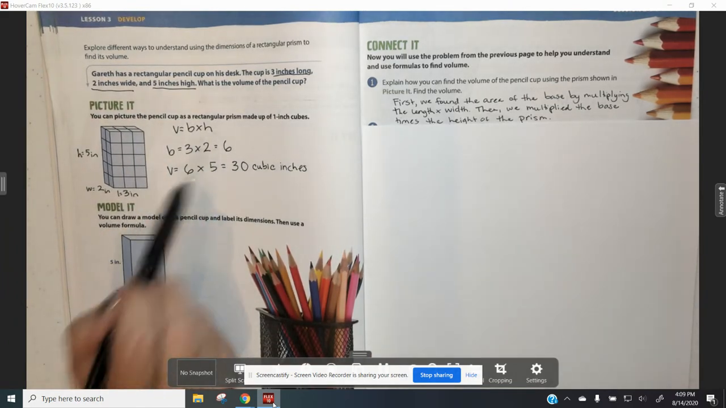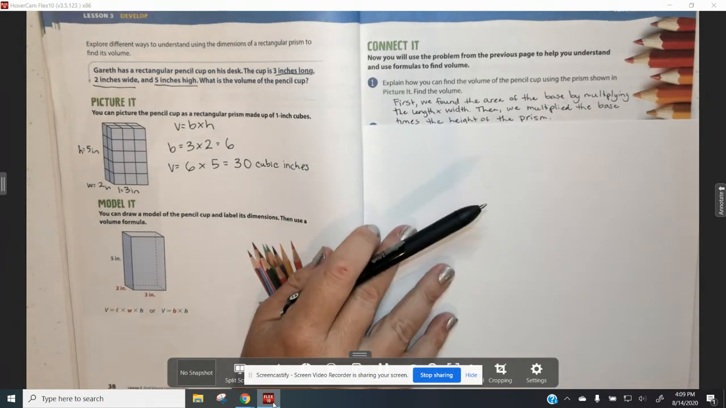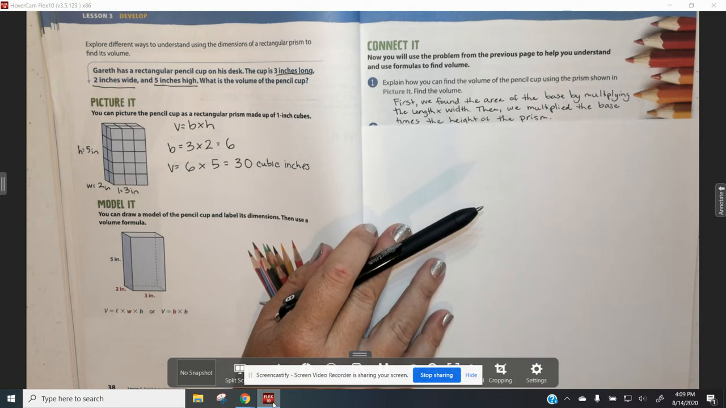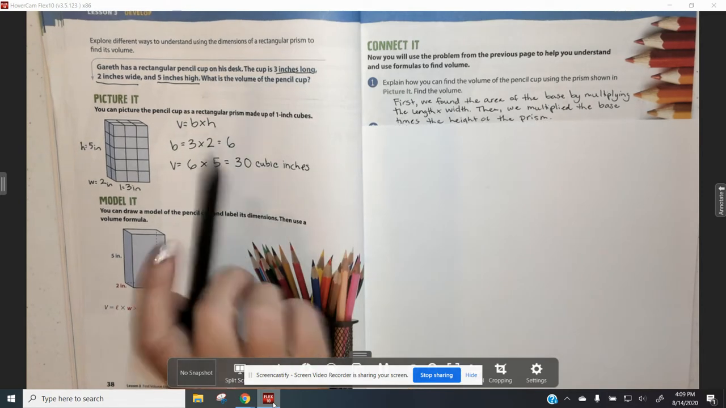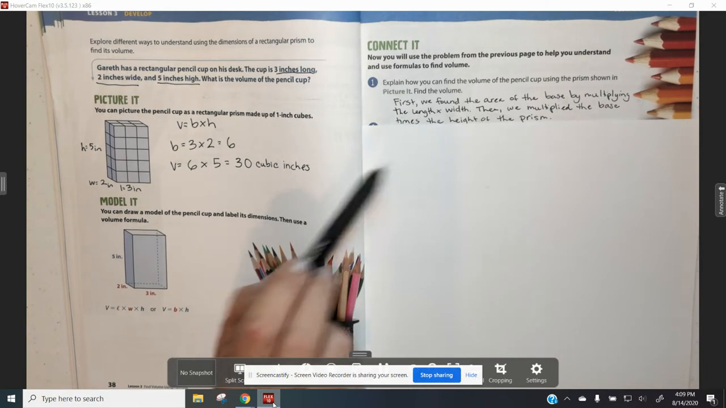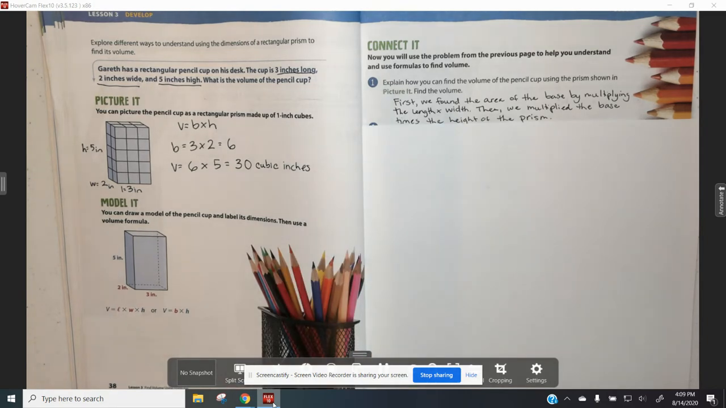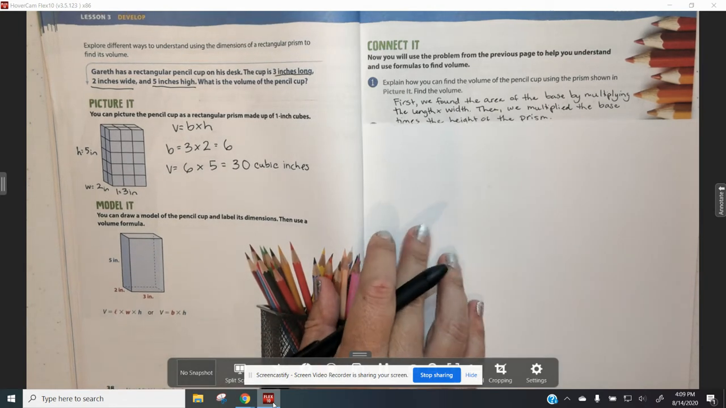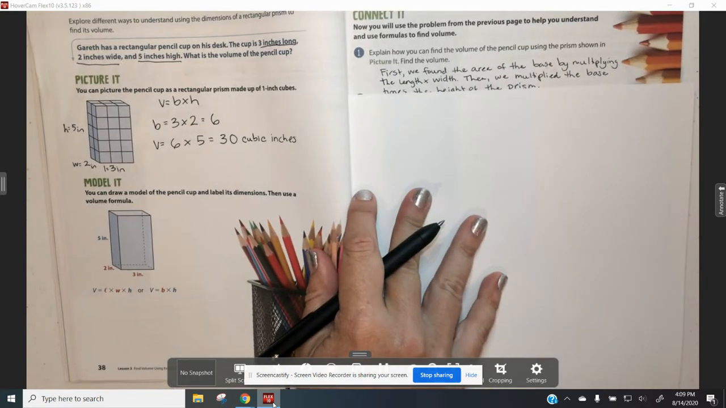Now, if you solve this differently, your explanation for number 1 might look a little bit different than mine. But if you solved it the same way, you can go ahead and pause the video and copy down the answer that I wrote. If not, pause the video and write down how you did it. All right, we're going to move on to number 2.